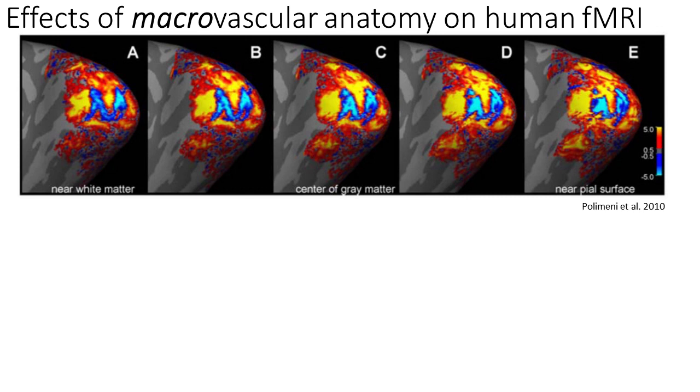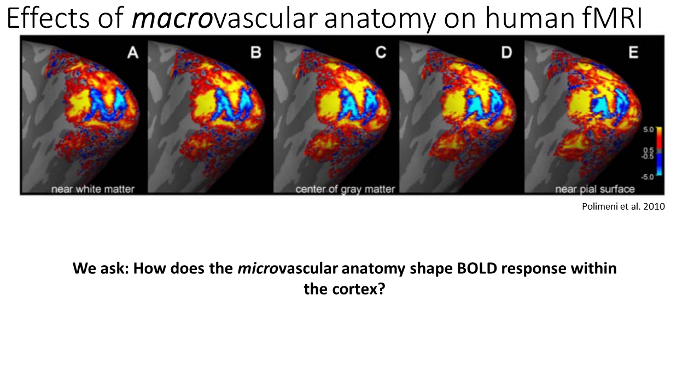While these biases related to the macrovascular anatomy are well known, with increasing fMRI resolution, it is also important to understand possible microvascular biases caused by regional variations in capillary density. So here we ask, how does the microvascular anatomy shape the BOLD response within the cortex, specifically investigating how variations in capillary CBV across cortical depths may impact how the BOLD response amplitude varies across cortical depth.